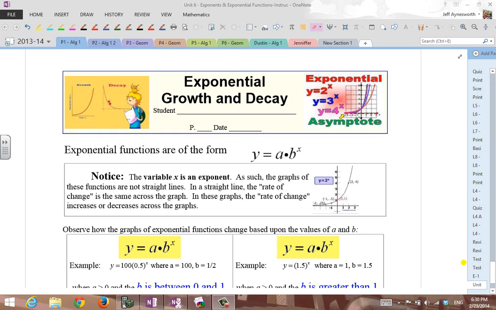Hey, this is Mr. Ainsworth, and we're going to get into a little discussion here about exponential functions and discussing their two basic types, the growth exponential and the decay exponential. We're going to take a look at functions in the form of a times b to the x power, where a is called the coefficient.